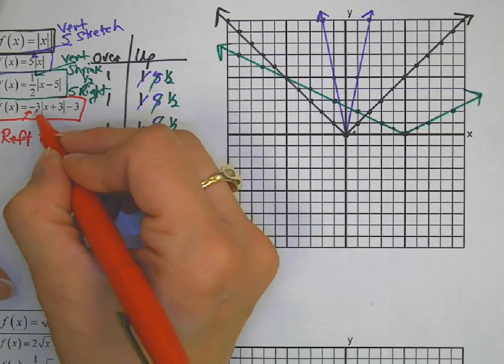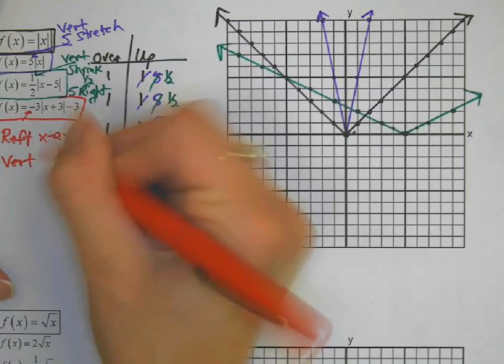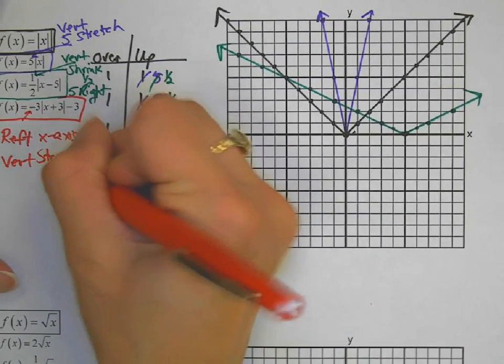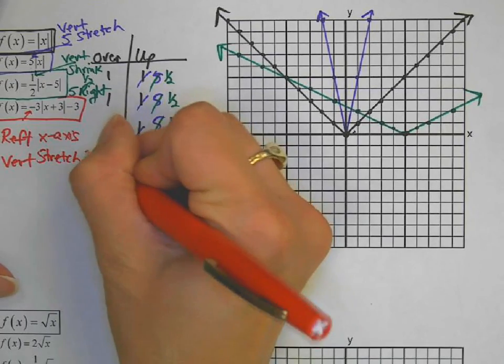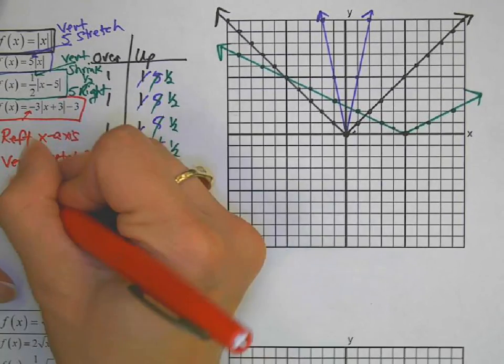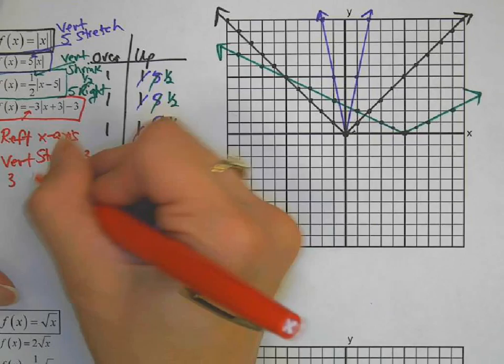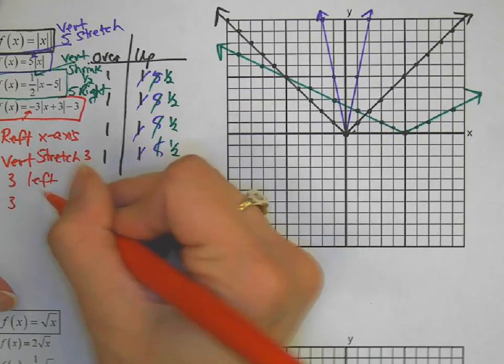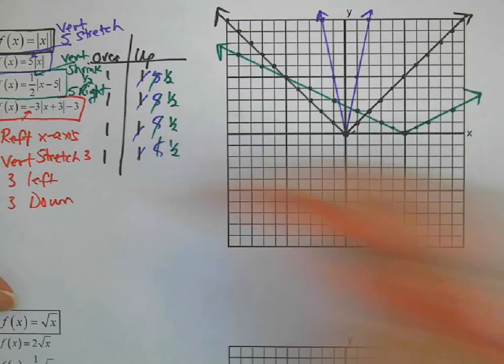Step 2, I see a 3. That's going to be vertical. Is that stretch or shrink? Yep, that's a stretch. Vertical stretch by 3. Step 3, we're going to go 3 units to the left. And finally, we're going to go 3 units down.